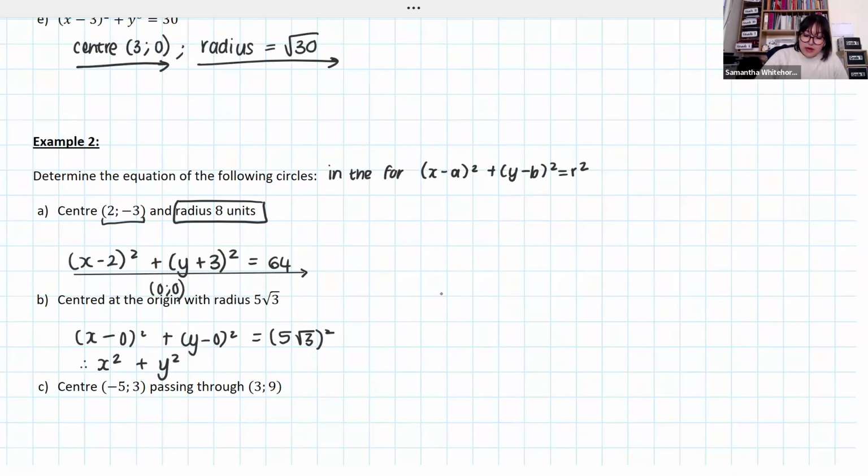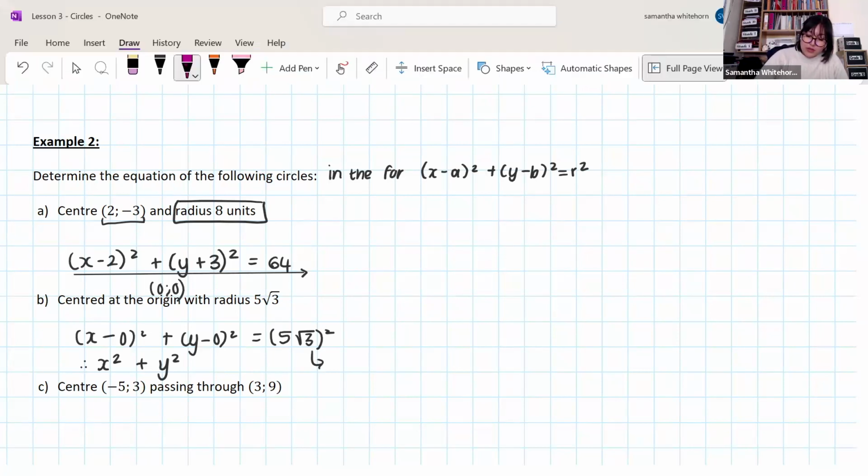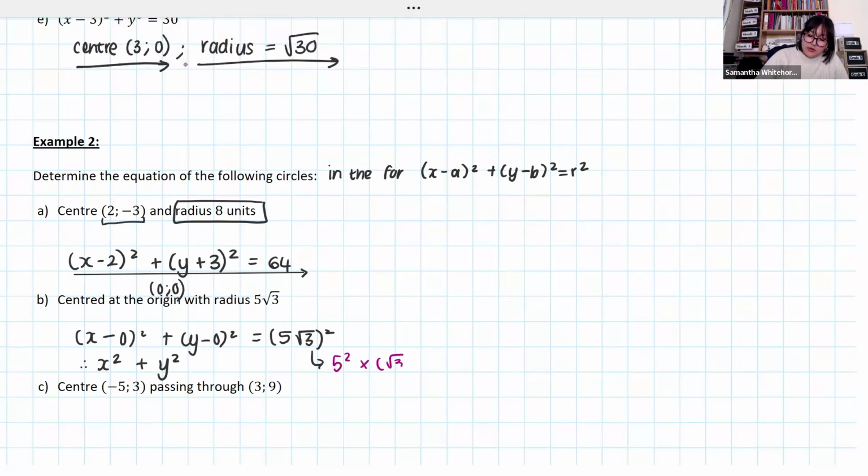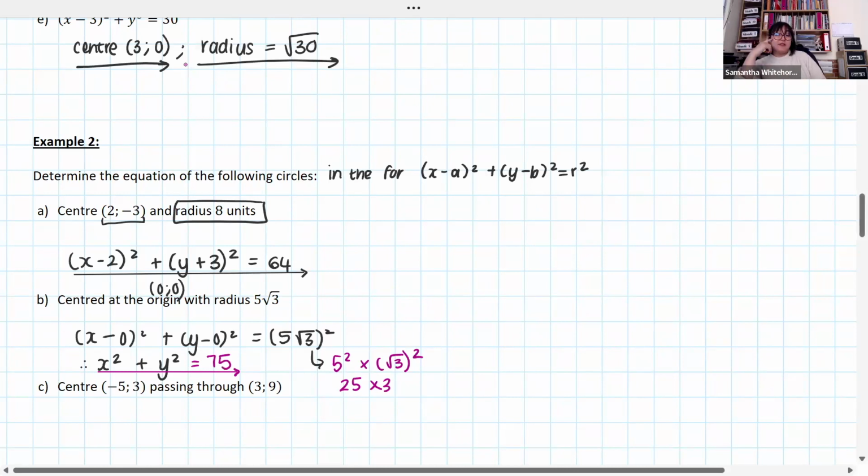When you now square your 5 root 3, obviously you just do this on a calculator. Make sure you use your brackets. But remember, this needs to go back to your surds from grade 11. What this is essentially doing is separating out, and we're saying 5 squared times root 3 squared, which is 25 times 3, which gives us a radius squared of 75. If you go square root 75, you will get 5 root 3.